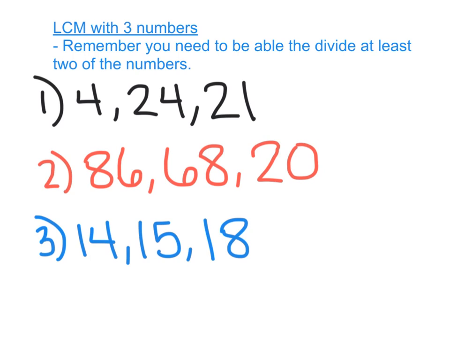Now pause the video and try these practice problems for least common multiple with 3 numbers. Now remember, you need to be able to divide at least 2 of the numbers. So it's different than greatest common factor because you don't need to be able to divide all 3, but you have to be able to divide at least 2 of them by the same prime number.